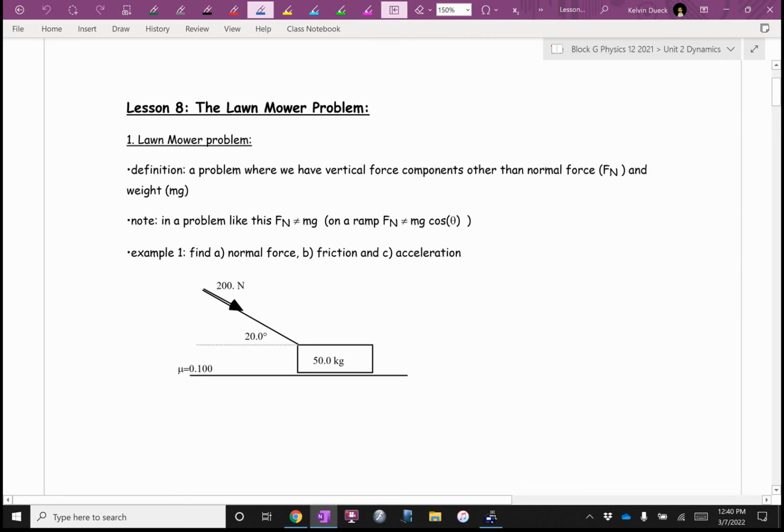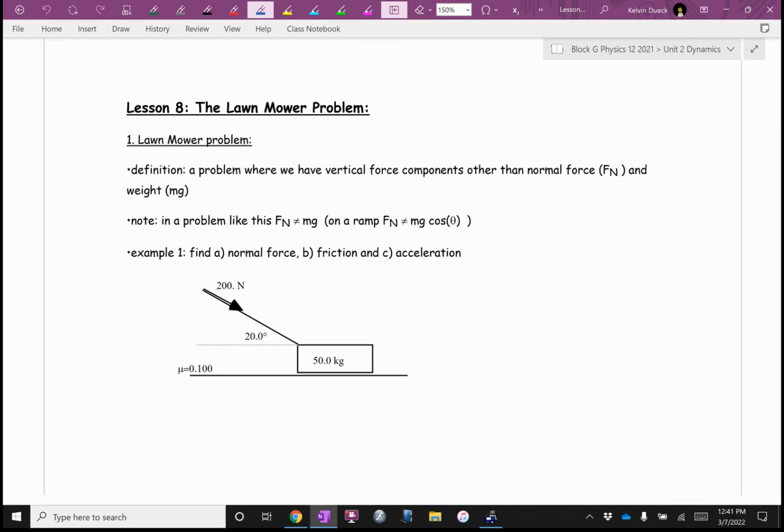Here, instead of parallel and perpendicular, I'm probably going to go back to horizontal and vertical, because now the ground is the way we're used to seeing it. But you could continue to label things parallel and perpendicular if you want to. I'm going to choose to use good old X and Y. So what's the lawnmower problem? It's where we have vertical force components other than the normal force and mg, where the ground is still horizontal, but there's a force at an angle.